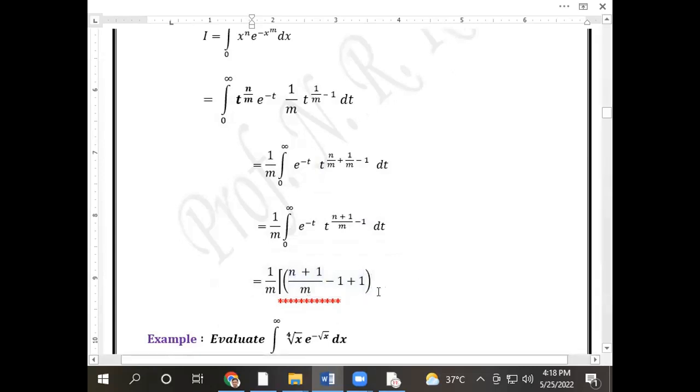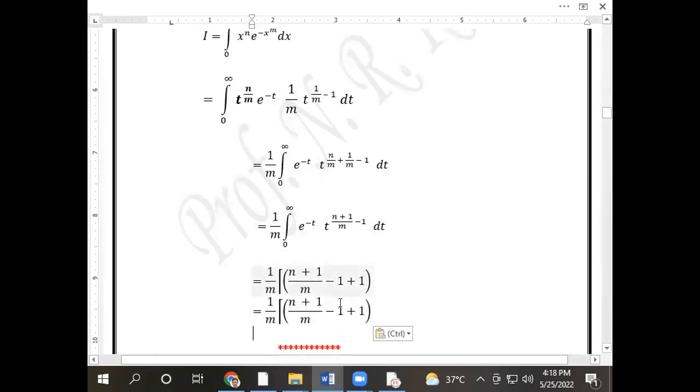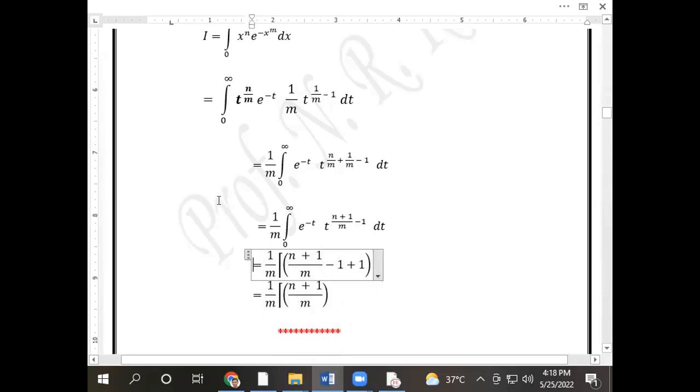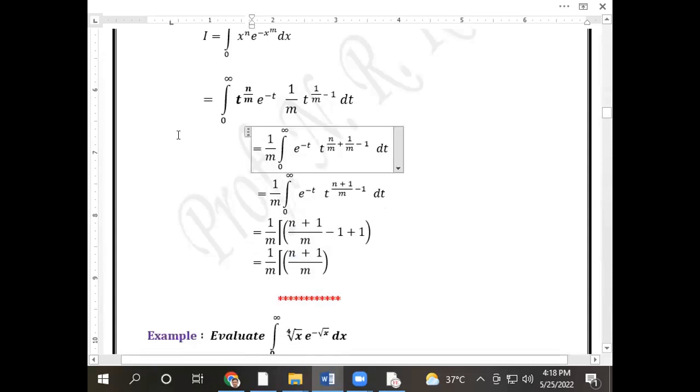This is the definition of the gamma function. And lastly, the plus 1 and minus 1 get cancelled. So 1 upon m times gamma of n plus 1 upon m is the final solution of this example. This is in general, where the values of m and n can be anything.